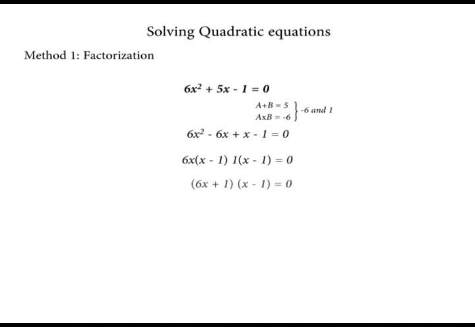We have 6x plus 1 times x minus 1 is equal to 0. Now at this point, either 6x plus 1 is equal to 0 or x minus 1 is equal to 0. If 6x plus 1 is equal to 0, then x is equal to minus 1 over 6. If x minus 1 is equal to 0, then x is 1. Quadratic equations always have two answers.